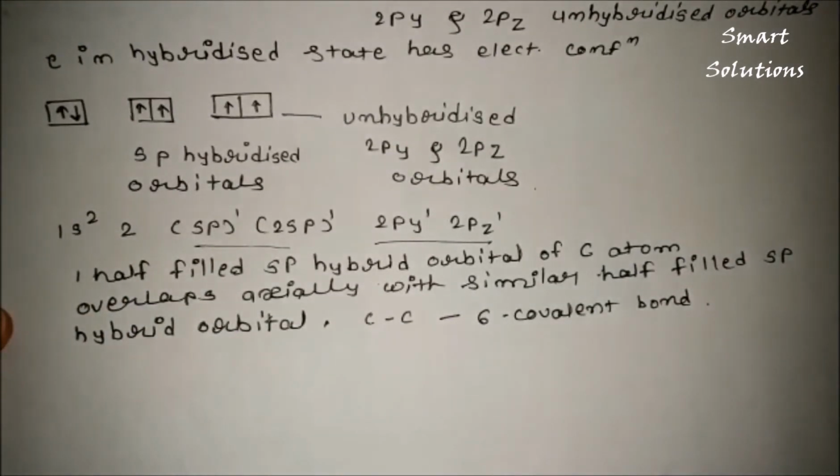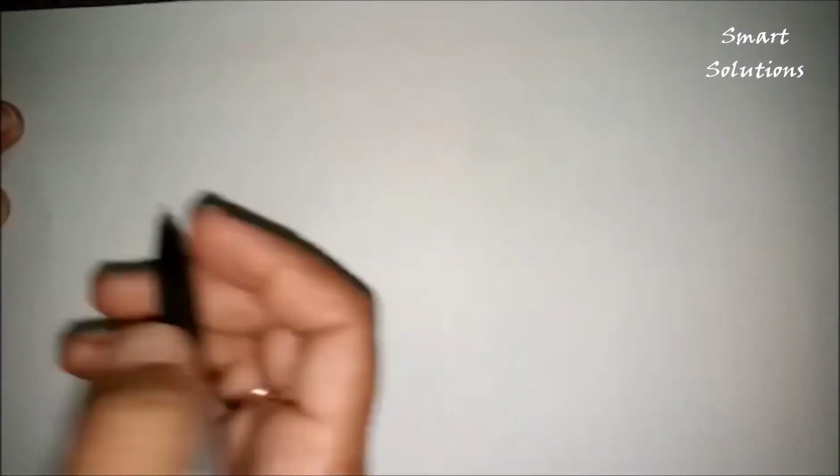Okay, we have two sp orbitals, correct? Out of these two sp orbitals, one half filled sp orbital of carbon overlaps axially. Then the remaining half filled sp orbital of the carbon atom undergoes axial overlap with the half filled 1s orbital of the hydrogen atom, forming a C-H sigma covalent bond.